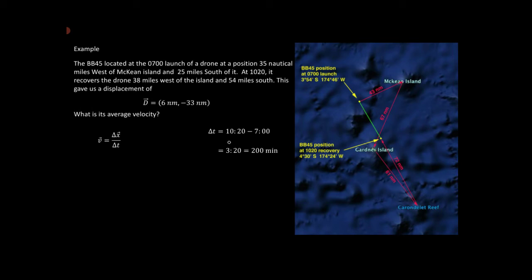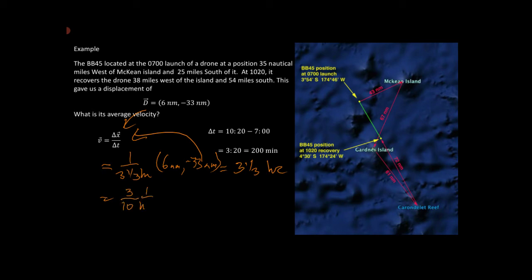So here we just need to know how to subtract time: 3 1/3 hours. So next we want to take this number and plug it back in here, as well as using this one. So that's going to be 1 over 3 1/3 hours times 6 nautical miles, comma, minus 33 nautical miles. Okay, so let's do this here. This is actually 10/3, so that's 3/10 hour, 1 over hours, times 6 nautical miles, comma, minus 33 nautical miles.